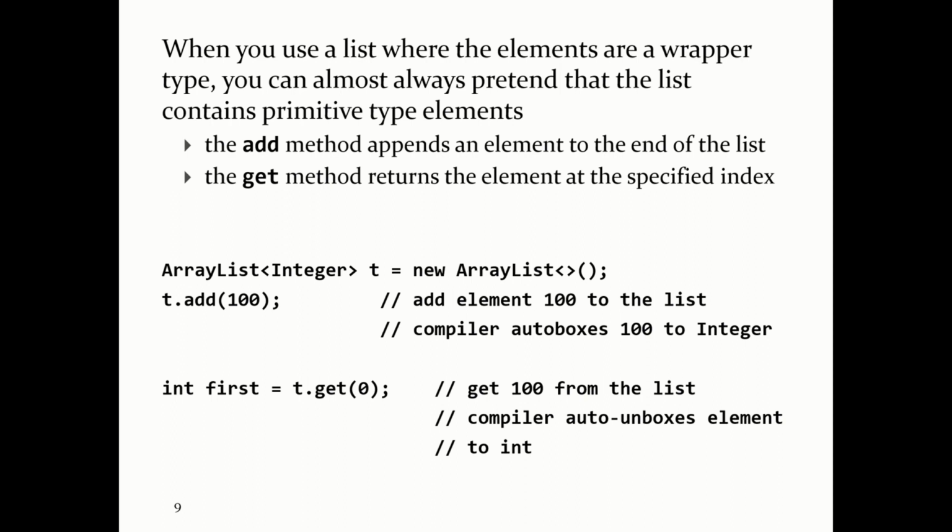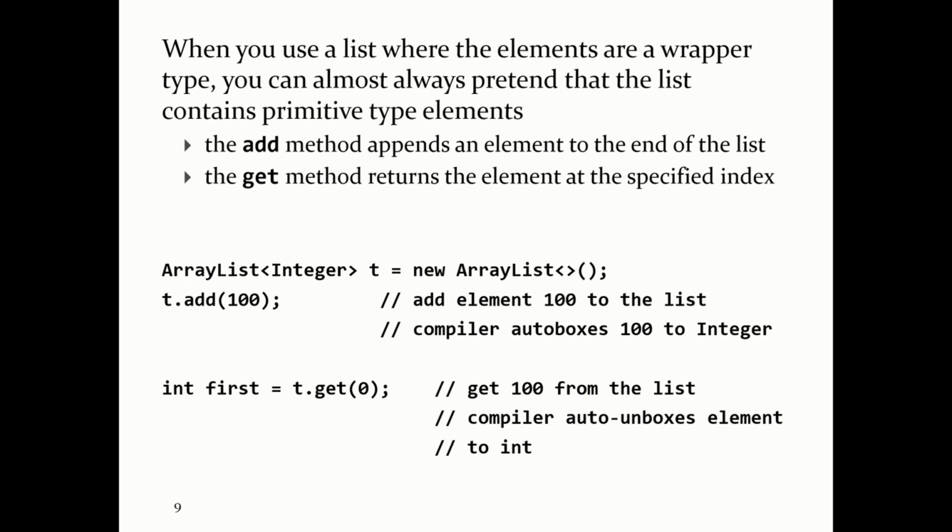Okay, so even though we have to use a wrapper class, generally you don't really care. You just make the substitution of int and Integer here, and you just let the compiler take care of everything. So when you use a list where the elements are a wrapper type, you can just pretend that the list really contains primitive elements.